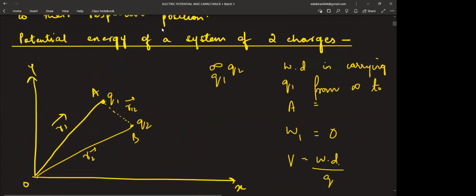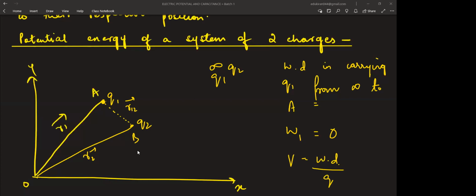Okay, Taha. Now see, potential energy of a system of two charges, when we have to calculate. Initially this is infinity and there are two charges Q1 and Q2. Now we have to bring Q1 from infinity to a point A. This is Q1 at point A. So what is potential energy? For potential energy, there has to be some interaction, right?